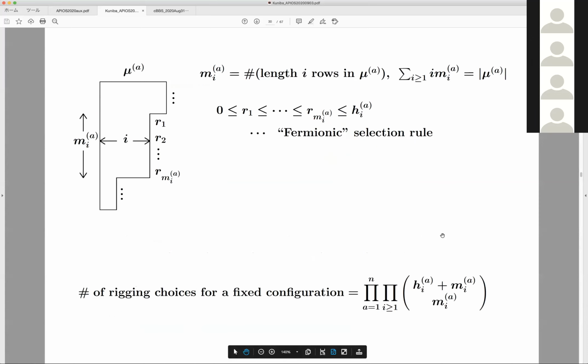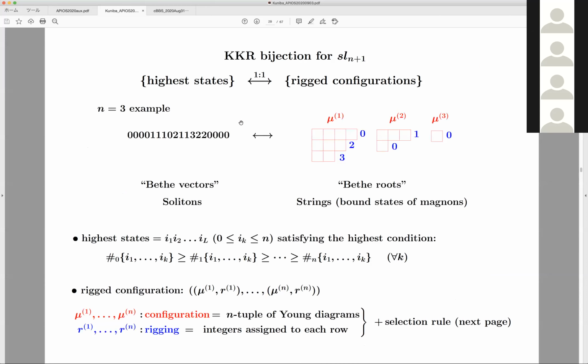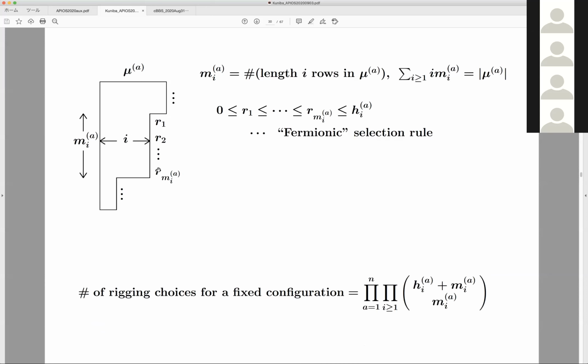Let me introduce this rule. It's getting into some technical mess, but you don't have to be bothered. Anyway, this formula will be used slightly later. I picked up the a-th component of this rigged configuration, like this, and called the number of rows of length i as m_i^(a), like this. And there is a rigging attached to this block of the component, and that obeys this rule. But this rule is very simple.